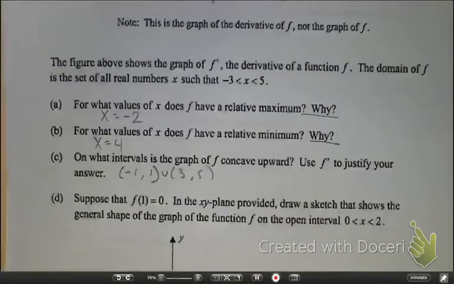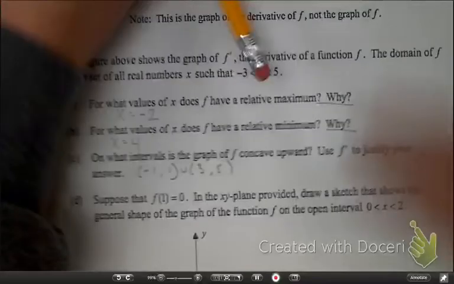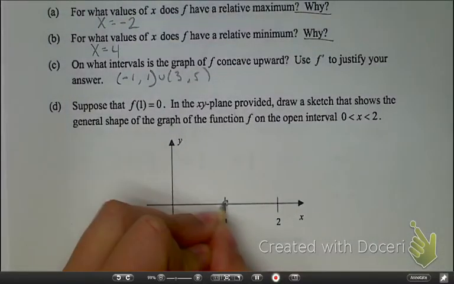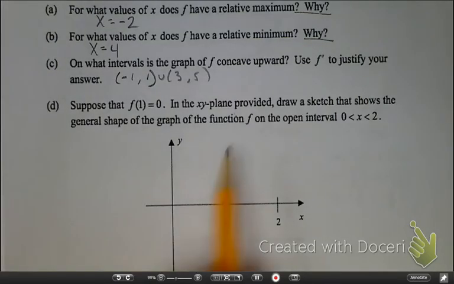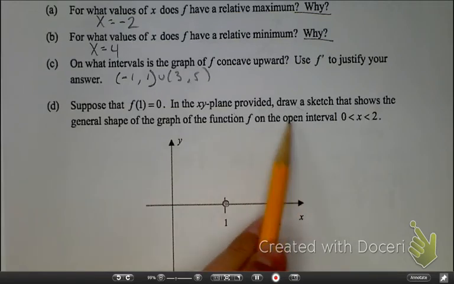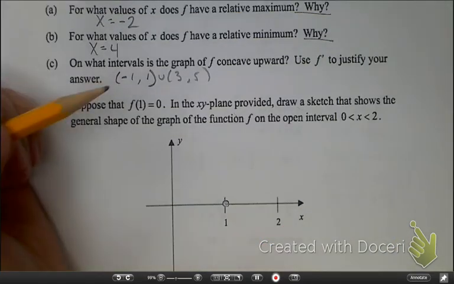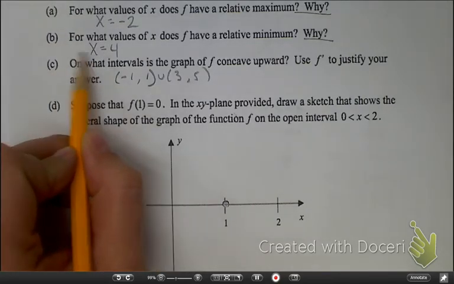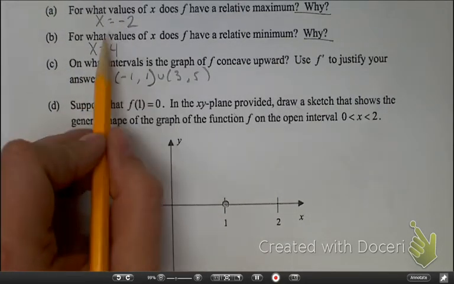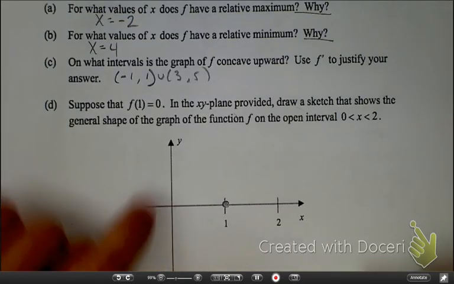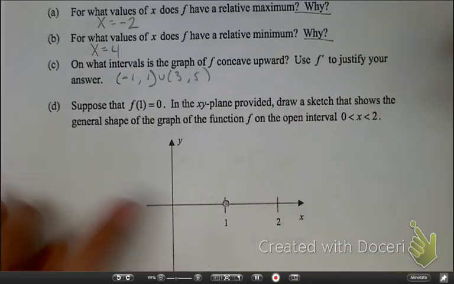And last but not least, it says for part D, suppose that f of 1 equals 0. So f of 1 equals 0, I'm just going to put a point right there. It says in the xy plane provided, draw a sketch that shows the general shape of the graph of the function f on the open interval from 0 to 2. Well, really they're just looking for a rough sketch of what's happening. So for example, we know that at -2 there's a maximum, at 4 there's a minimum, but notice that we're not even being asked to graph outside of the interval from 0 to 2. So I really just want to know what's happening between 0 and 2.